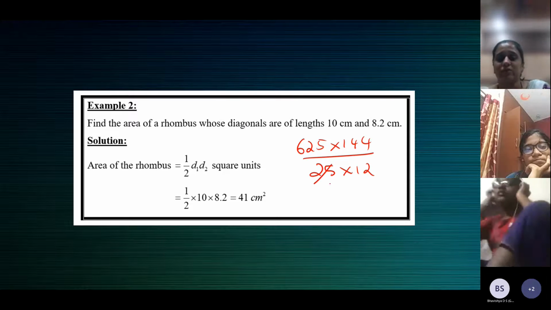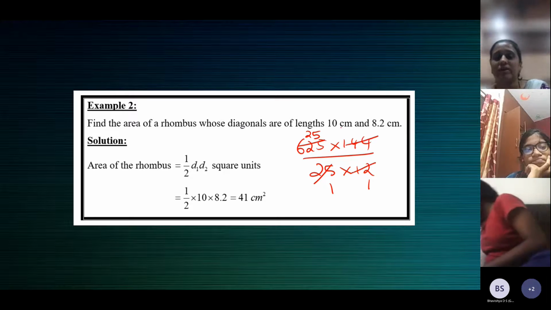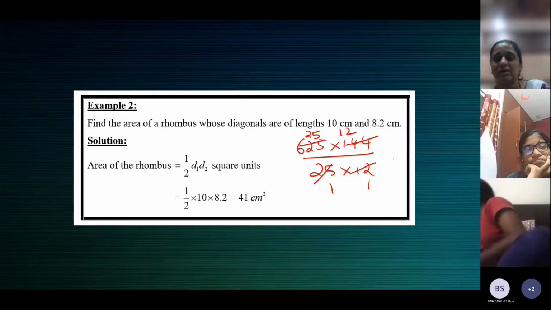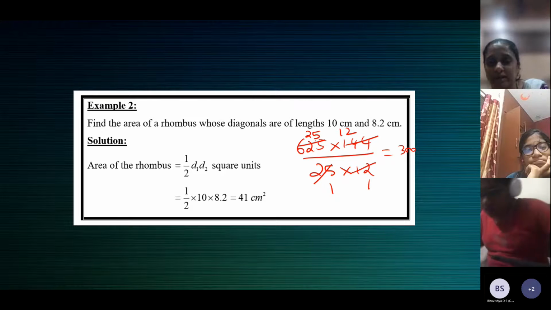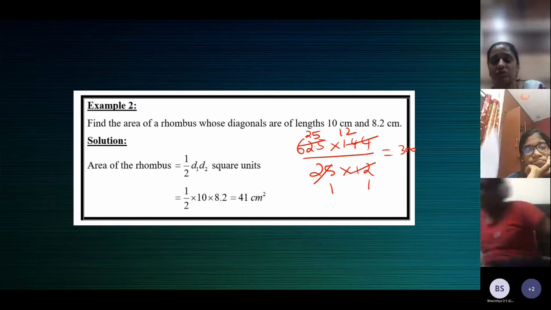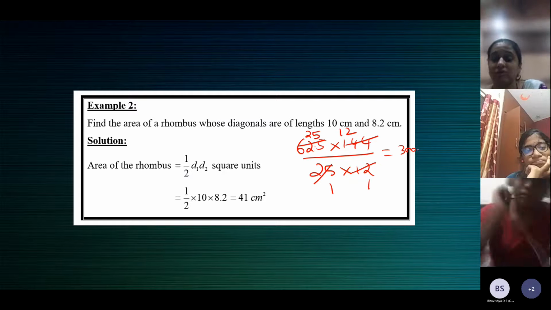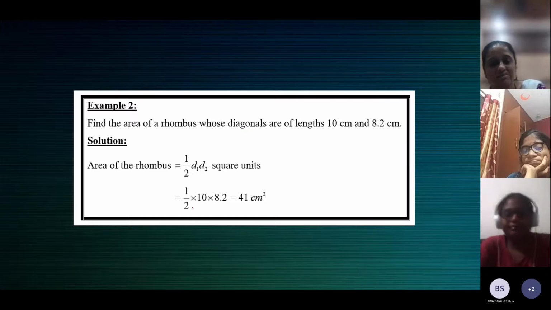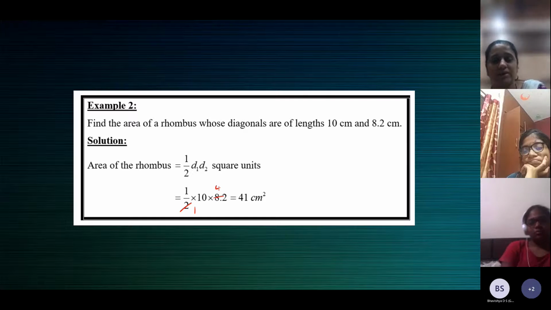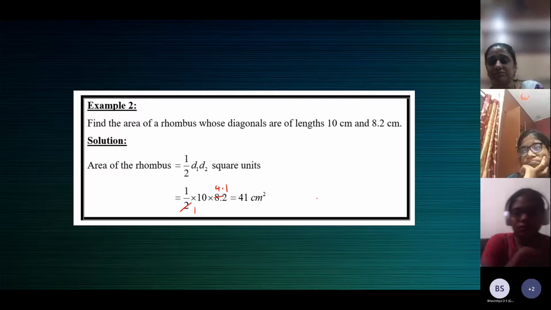So what should you do? 25 ones are 25, 25 25s are 625. 12 ones are 12, 12 12s are 144. Now see, your work is so simple. 25 into 12, 300. Finished. Otherwise, you would have spent time multiplying 625 and 144, then again multiplying 25 and 12, and then you have to divide them to get this 300 as quotient. So you should never multiply like that. You should always simplify. See here, 2 ones are 2, 2 fours are 8. You should first simplify like this. Now further simplification is not possible. Then you multiply. 4.1 into 10 is 41.